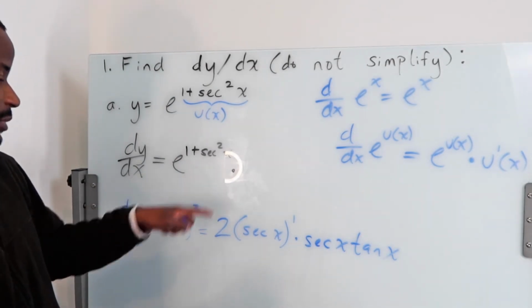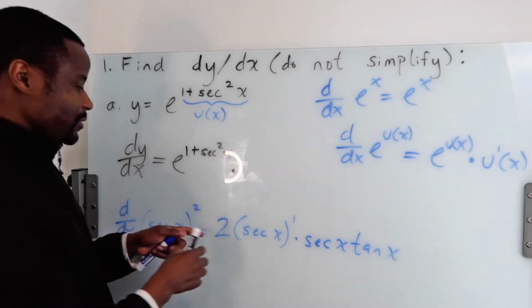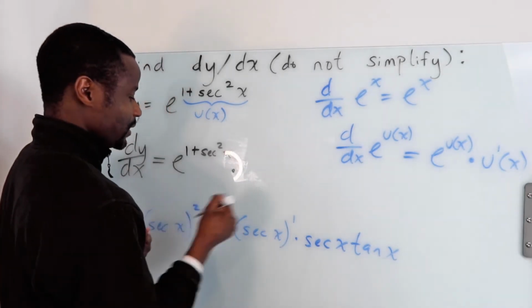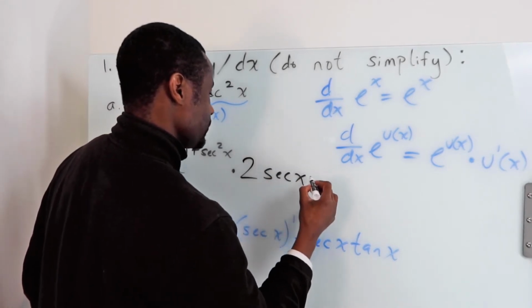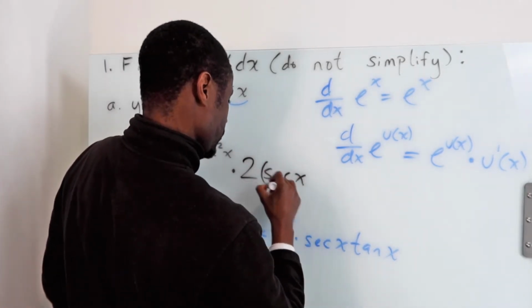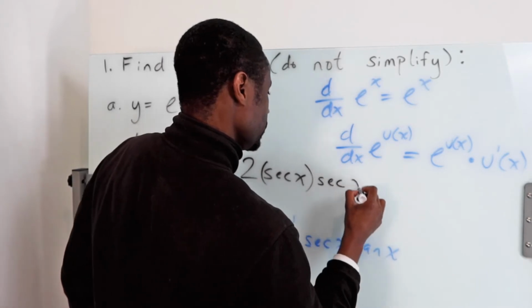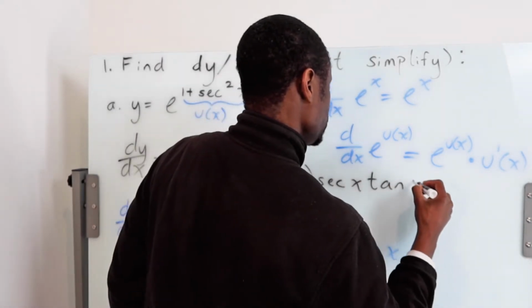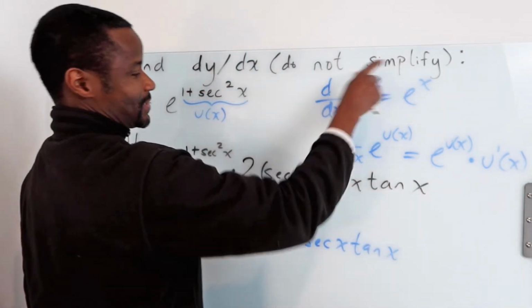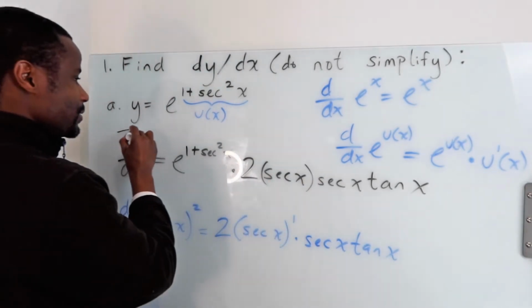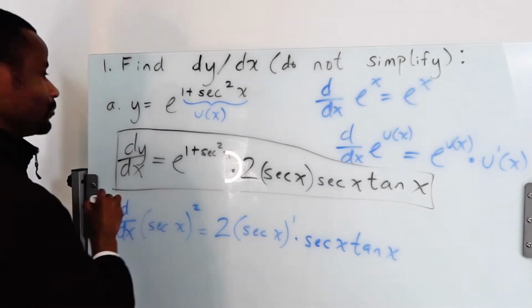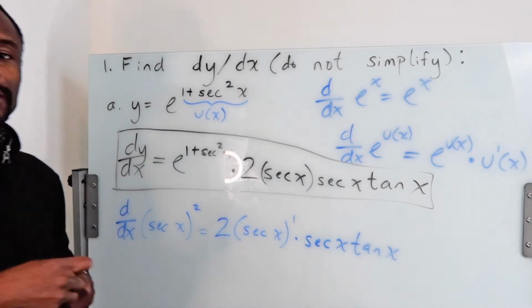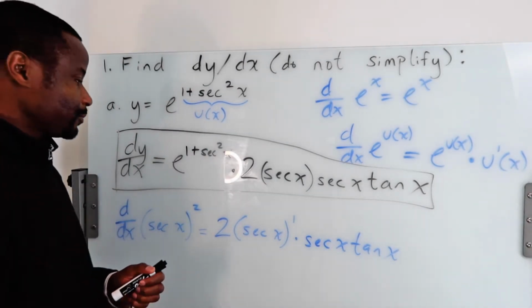Now what do we do? We simply substitute that in here. We take all of this and plug it in. We get 2 times secant x times secant x tangent x, and we're asked not to simplify, so that's our final answer. This is good enough. And that's part A. Thank you.